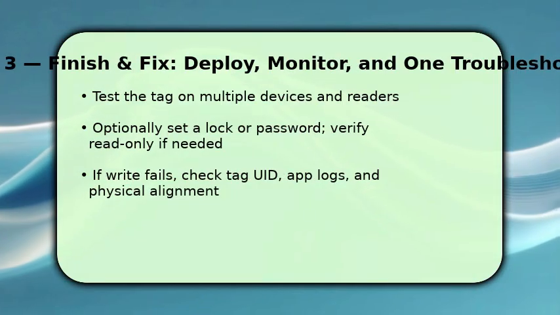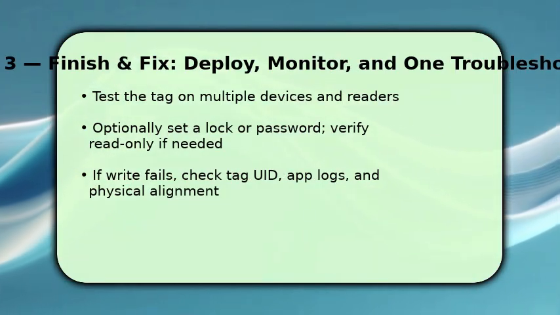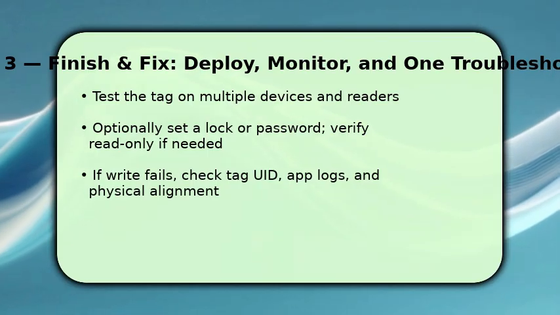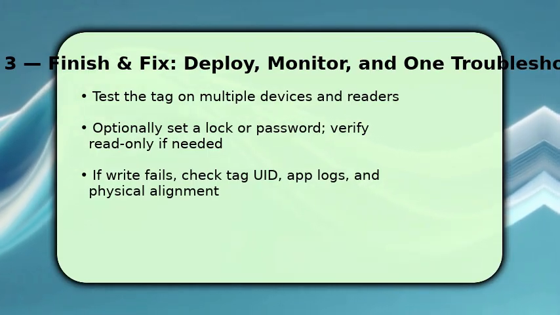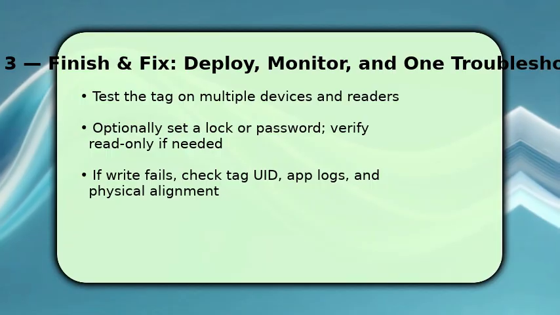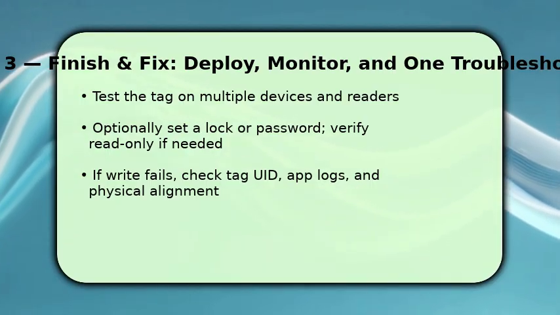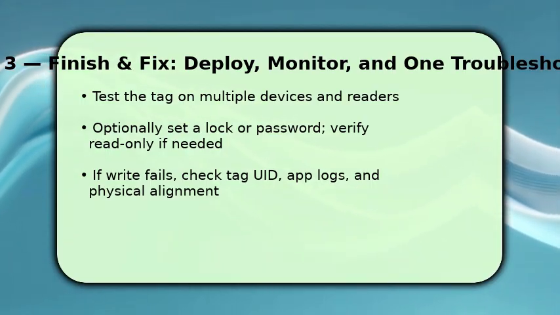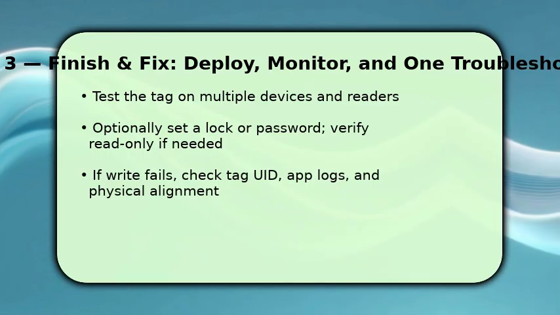First, read the tag on another phone or reader to confirm the NDEF payload appears correctly. This ensures cross-device compatibility. Next, if you need immutability, set the lock or password features supported by the tag. Do this only after final verification because locking can be irreversible.